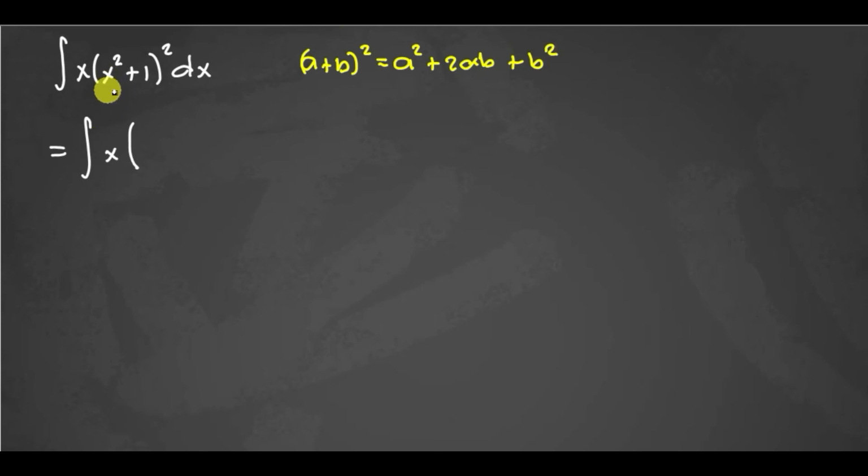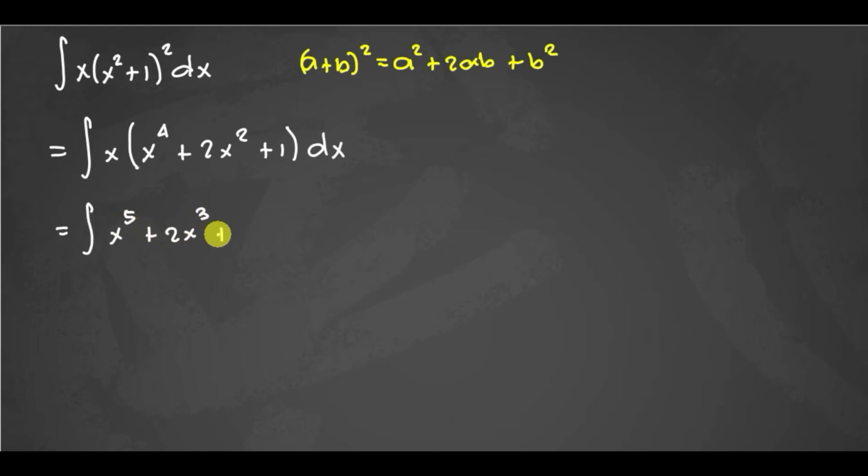So our a here is x squared, so x squared raised to 2 is x to the 4, plus 2 times a times b, where a is x squared and b is 1, so that becomes 2x squared, and our b here is 1 raised to 2, still 1, dx. Distributing the remaining x term outside the parentheses, we'll have the integral of x to the 5 plus 2x cubed plus x dx.